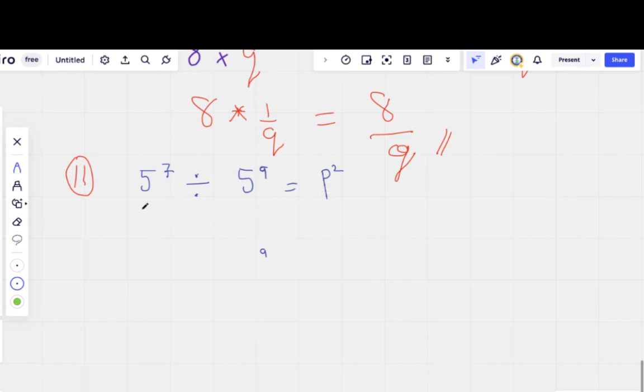So first of all we apply the second law here. So we say this will be 5 to the power of 7 minus 9, equal to p to the power of 2. So this will become what? 5 to the power of negative 2 is equal to p to the power of 2.